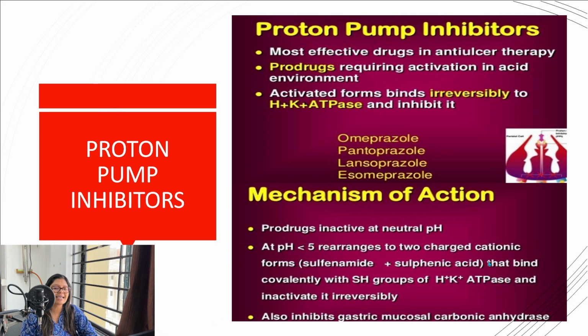Now what is this gastric mucosal carbonic anhydrase? It is basically the pump for the gastric acid which is secreted by the parietal cell, and that pump is being inhibited. If we can inhibit that pump, what happens? The gastric acid secretion is reduced. So what is it inactivating? It is inactivating the H plus K plus ATPase pump, thereby reducing the acidic environment.